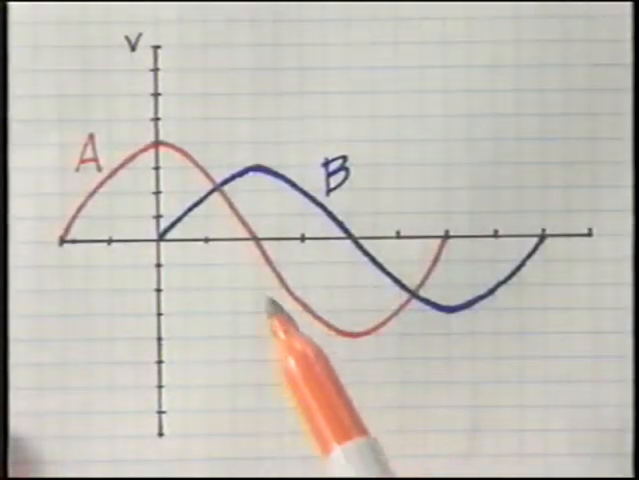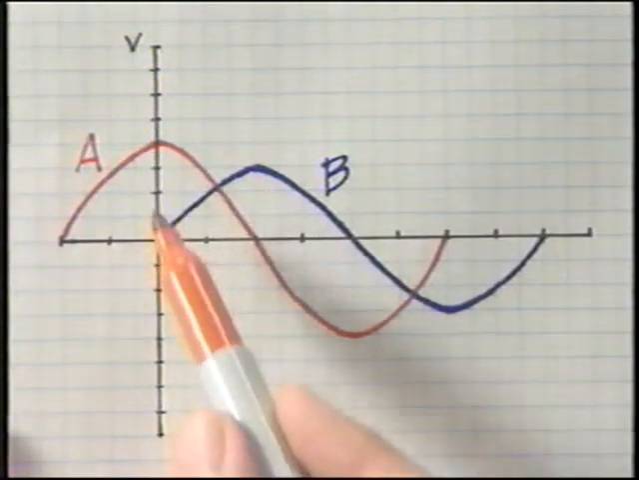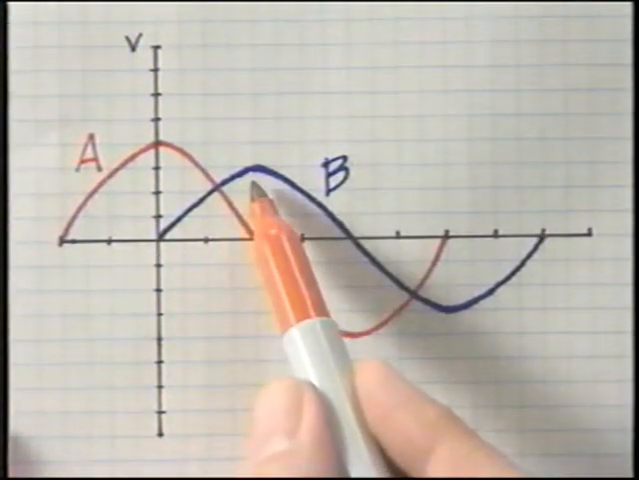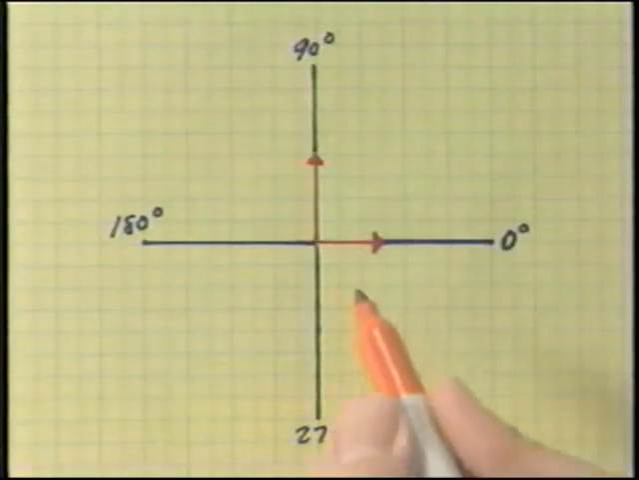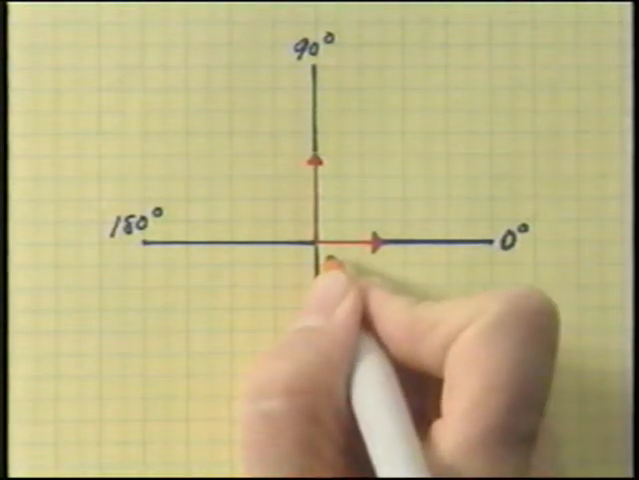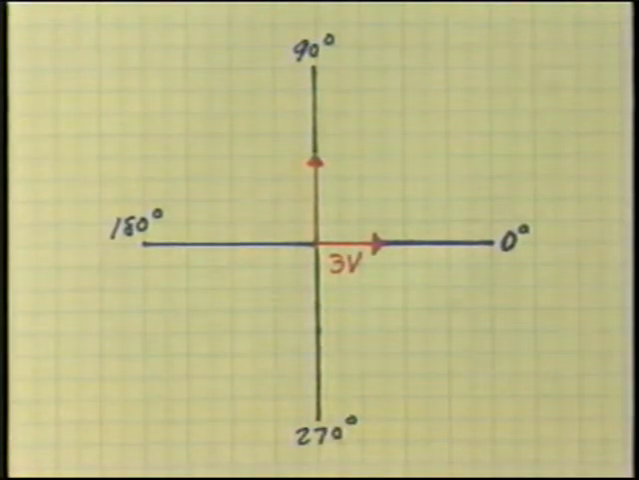Let's plot another example. Here are two voltage sine waves. Wave A, which peaks at 4 volts, is leading wave B, which peaks at 3 volts, by 90 degrees. Let's construct the phasor diagram. Once again, establish the reference phasor. Phasor B is plotted 3 volts long on the horizontal or x-axis at 0 degrees.